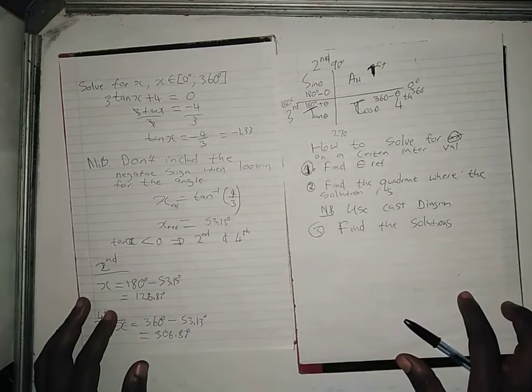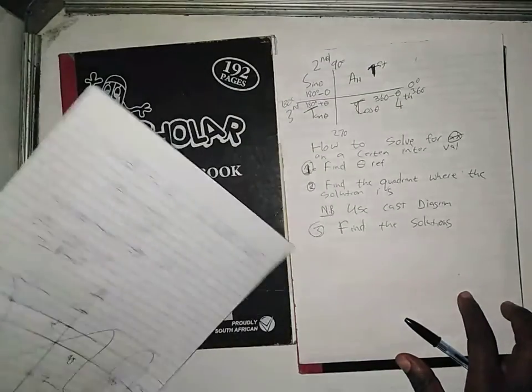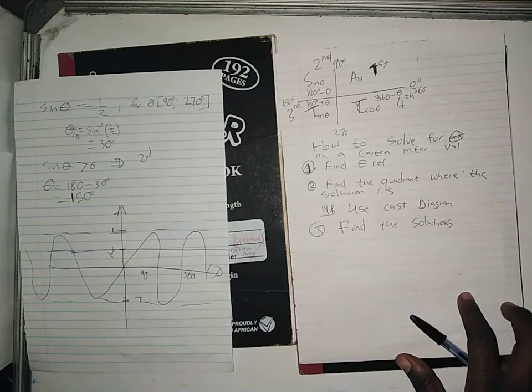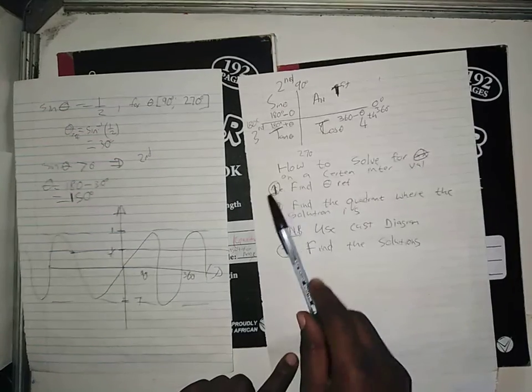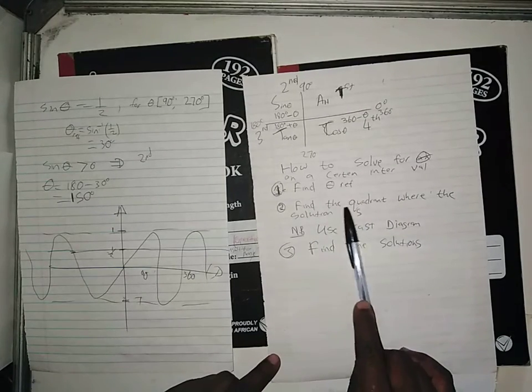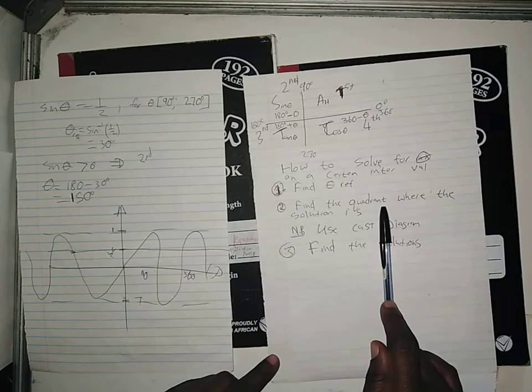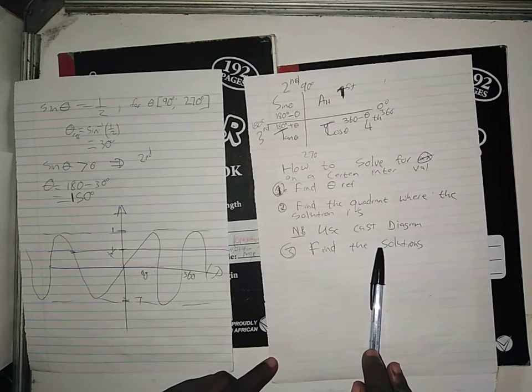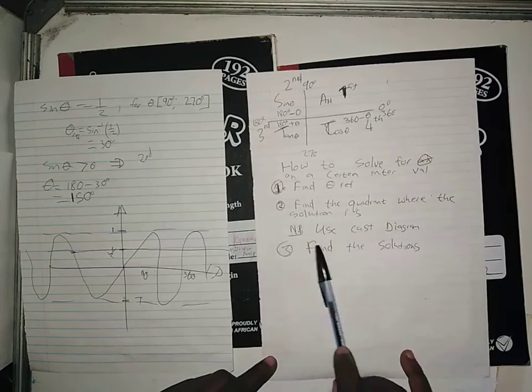Okay, let's just go back to our homemade steps. We say if you are supposed to find x within a certain interval, step number 1 is to find theta ref. When you have found theta ref, then find out which quadrant your solution is in, and in order to do this, you use what? You use a CAST diagram. And then when you've done that, then find the solutions.